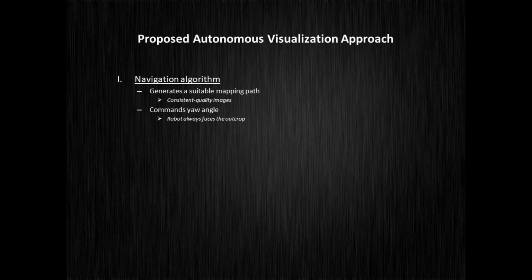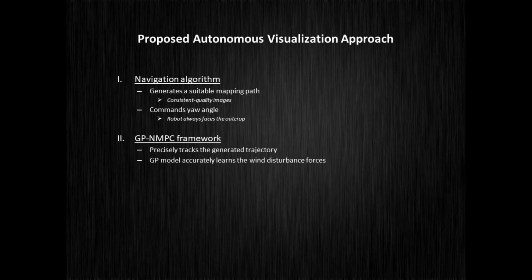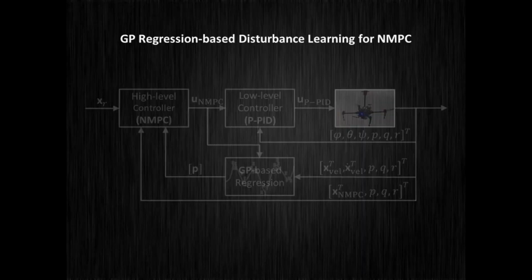As the second aspect, we incorporate a non-linear model predictive controller in conjunction with a Gaussian process-based regression technique to precisely track the generated trajectory in the presence of wind disturbances. Thanks to the accurate learning of disturbance forces by the GP, a substantial improvement in the tracking performance of conventional NMPC is realized. In terms of the control framework, we design NMPC as a high-level position controller that takes the trajectory reference from the navigation algorithm.